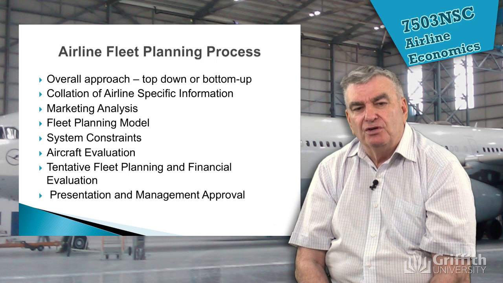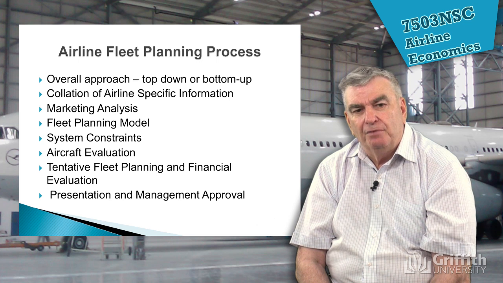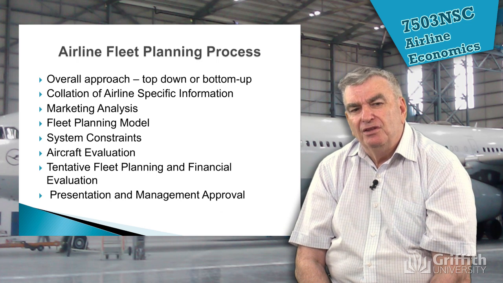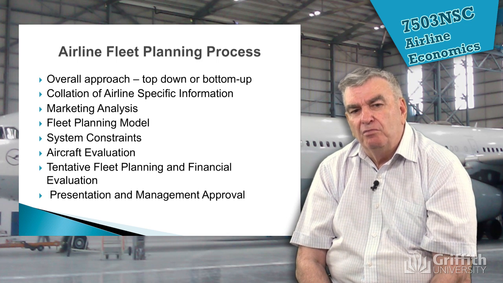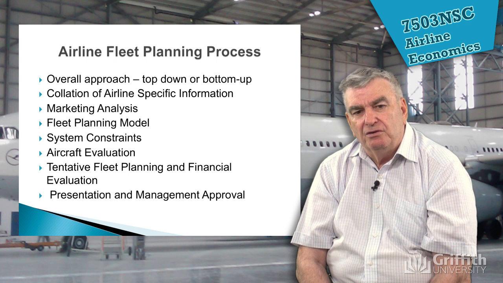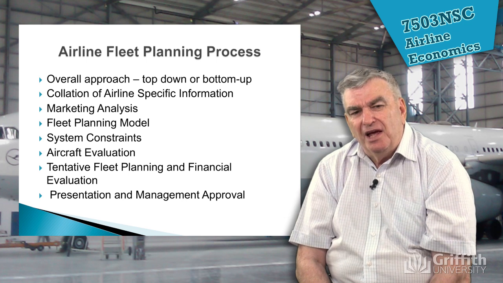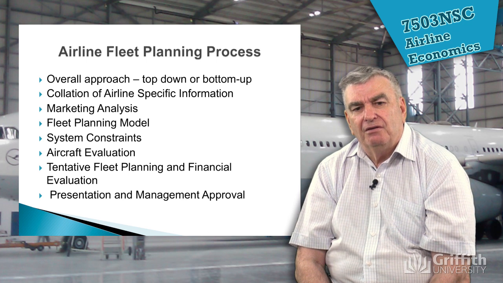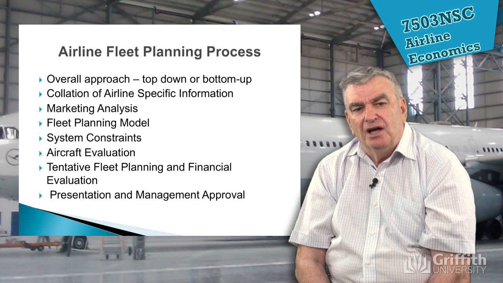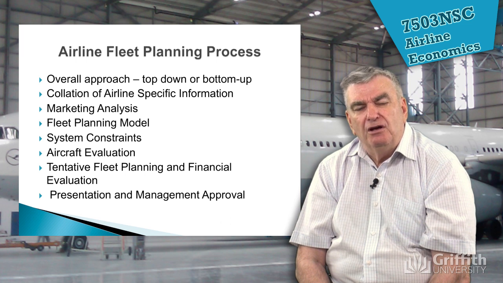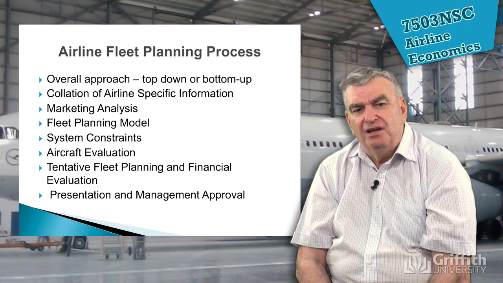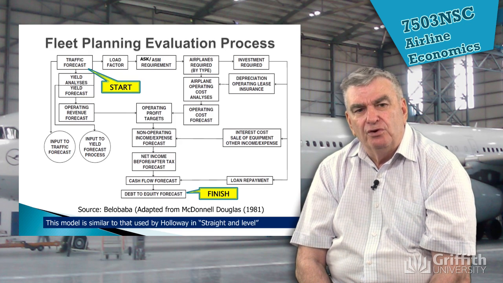What are the other system constraints operating out there? For example, do we want aircraft that, if a particular route may dry up in the future, can be switched to another route without too many problems? How do we go about evaluating our aircraft? And what are all of the financial factors we've got to take in? And then how do we present that to our senior management to get them to approve?